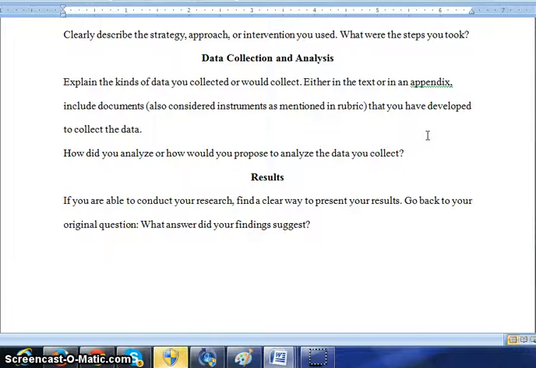And then finally, the results. I want to make this clear because not all of you are in a classroom, and not all of you are going to have an opportunity to conduct this research. So if you're able to conduct the research, it says find a way to present your results. Go back to your original question. What answer did your findings suggest? So if you're able to conduct this, you may have some results in this area. If you're not, you're only going to include what you expect to find.